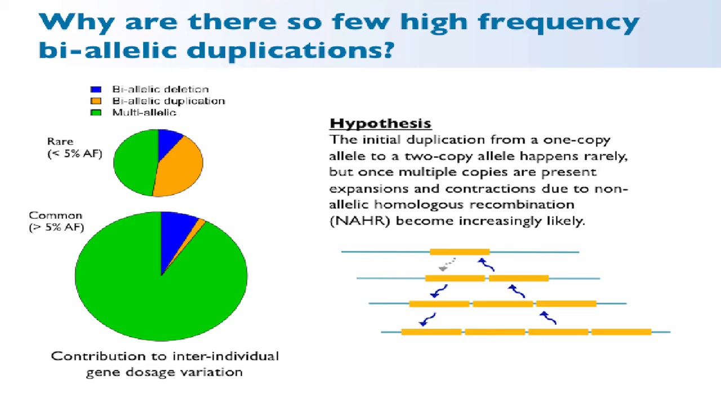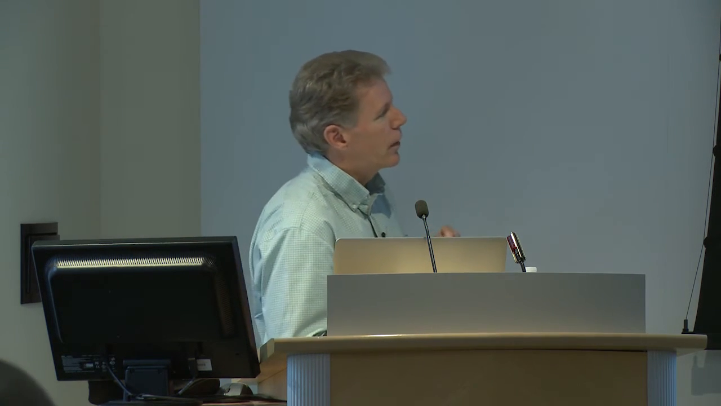And so the higher frequency that duplication becomes, the more likely it is to create additional high copy numbers. And another way to think about this is that being a biallelic duplication in some population genetic sense is not a very stable state, right? It tends to want to become multi-allelic or to be pruned out of the population, unlike deletion. So we see a lot of high frequency biallelic deletions, but not very many high frequency biallelic duplications.